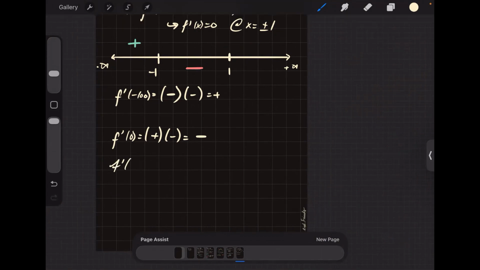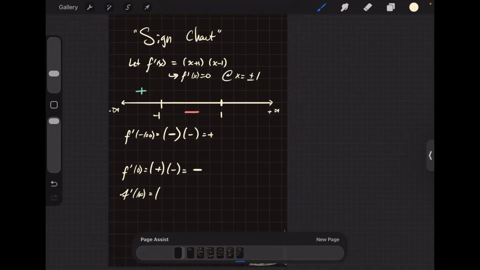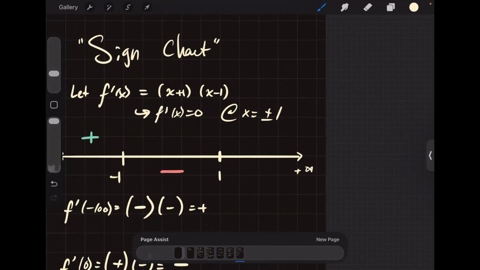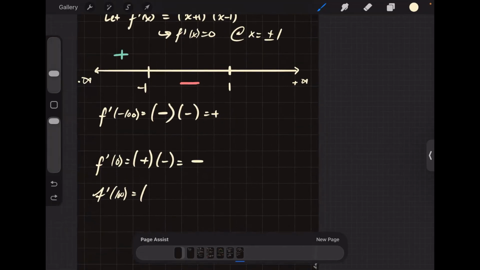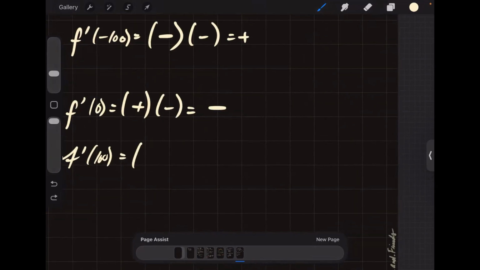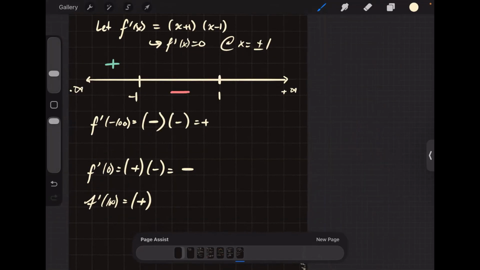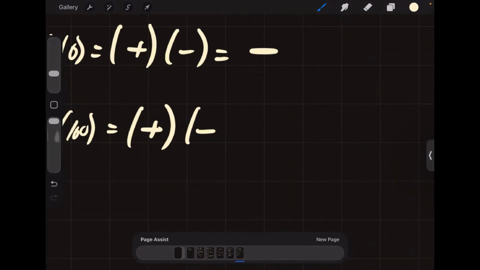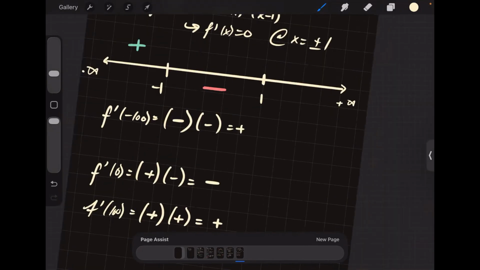And then for section C, I'm going to choose positive 100. So f prime of 100, if you want, you could totally plug the values in and calculate it out. That's perfectly fine. I'm not going to because I'm lazy. 100 plus 1 is a positive. 100 minus 1 is still a positive. And that's going to be positive. All right?